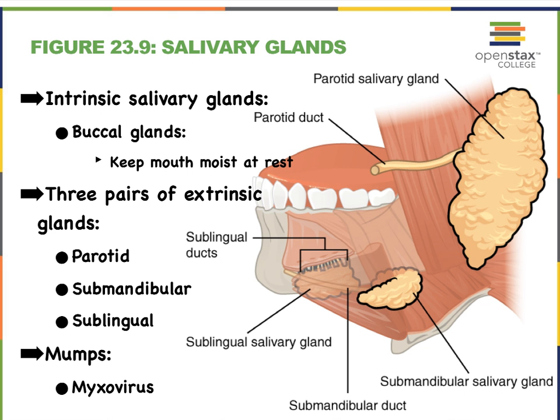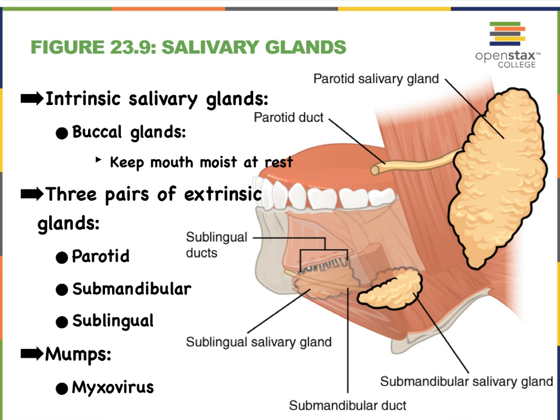The third accessory structures that I'm already going to introduce you to, and then we'll primarily focus on just the digestive tract, are the salivary glands. The salivary glands can be divided up into two groups. You're probably used to hearing about the extrinsic salivary glands. Those are located outside of the oral cavity. And you see them clearly marked here.